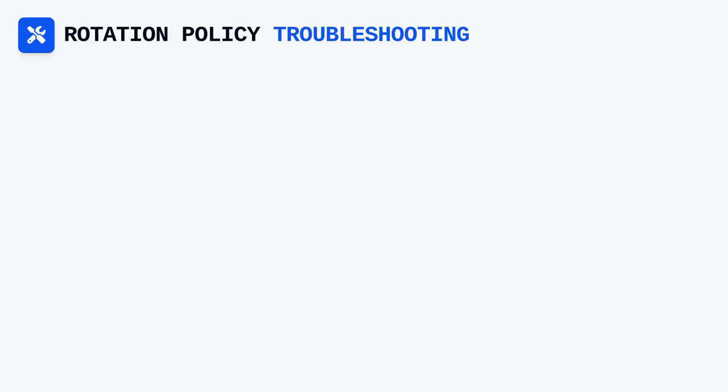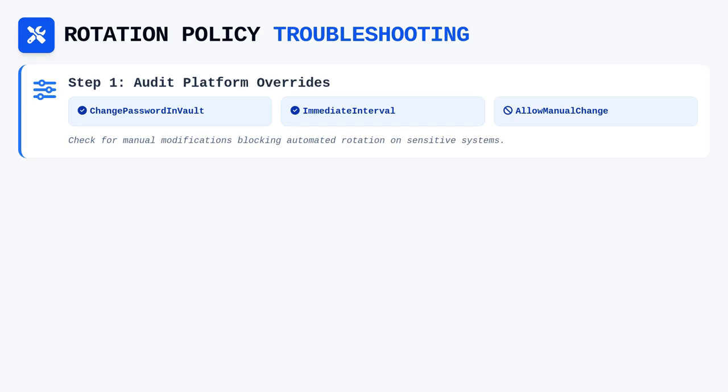Troubleshooting these rotation policies requires a methodical approach, specifically checking for platform overrides or enforcement blocks. Often, an issue arises not from the policy itself, but from a local platform configuration parameter that has been set to disable the rotation capability for a sensitive subset of systems. You should verify if any change password in vault or immediate interval parameters have been manually modified, or if the allow manual change setting is blocking the automated process.